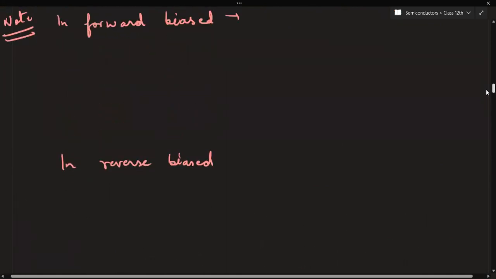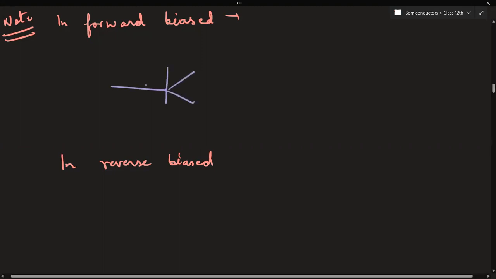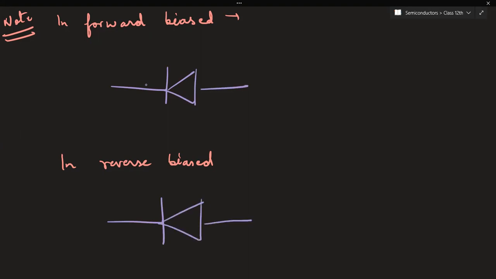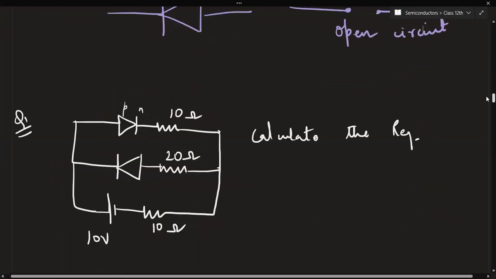If you see anywhere that your circuit has a PN junction, it is either reverse biased or forward biased. In reverse bias, it behaves as an open circuit, meaning remove the wire. And in forward bias, it behaves as a short circuit. Now you know how to solve current electricity. You have already studied short circuit, and this behaves as an open circuit. Look here, class. Let me show you one question.